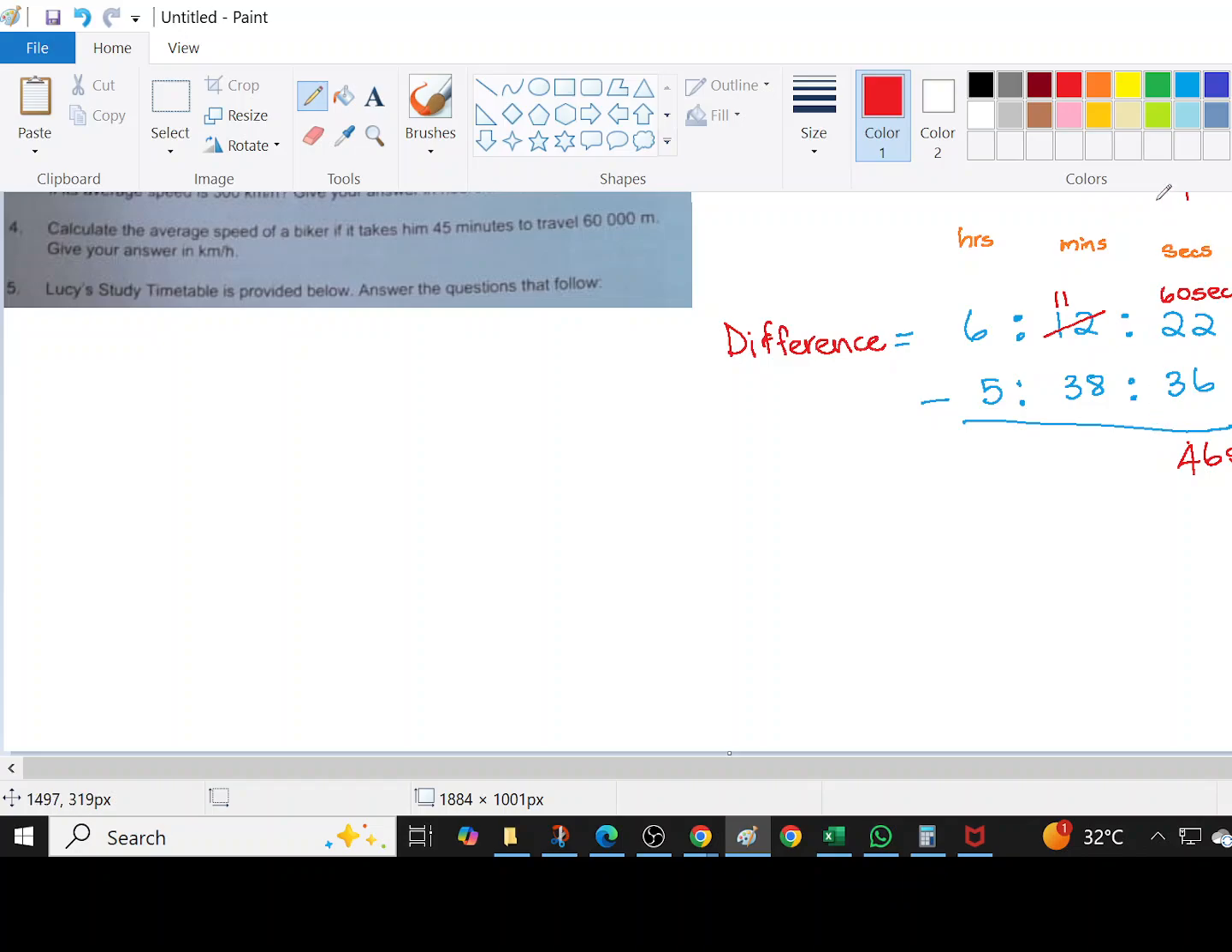Right, you see that? Yes, miss. Okay, now you've got the same thing. 11 minus 38. But 11 is too small to subtract 38. So now you're going to borrow an hour. That now becomes 5 hours. This becomes 60 minutes for that 1 hour plus 11.